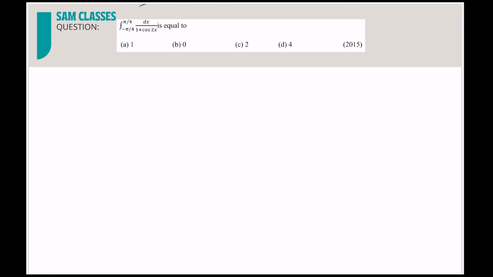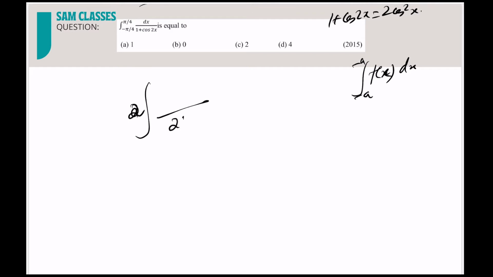What we have: integral from minus pi by 4 to pi by 4, dx by 1 plus cos x. So whenever we have integral from minus a to a of f(x) dx, we check whether the function is even or not. So if I convert this, this will be 1 plus cos 2 theta. 1 plus cos 2x is equal to what? 2 cos square x. Correct. So 1 plus cos 2x will be equal to 2 cos square x, so we have dx by 2 cos square x from minus pi by 4 to pi by 4.